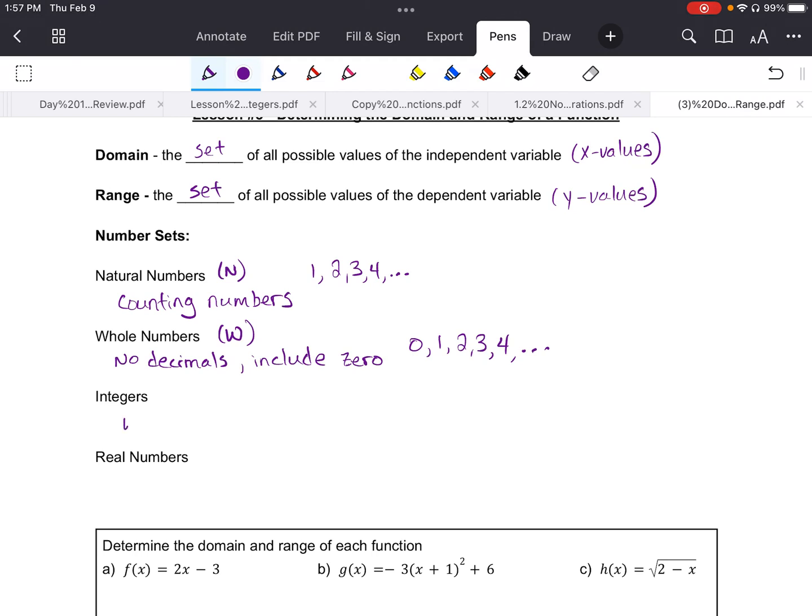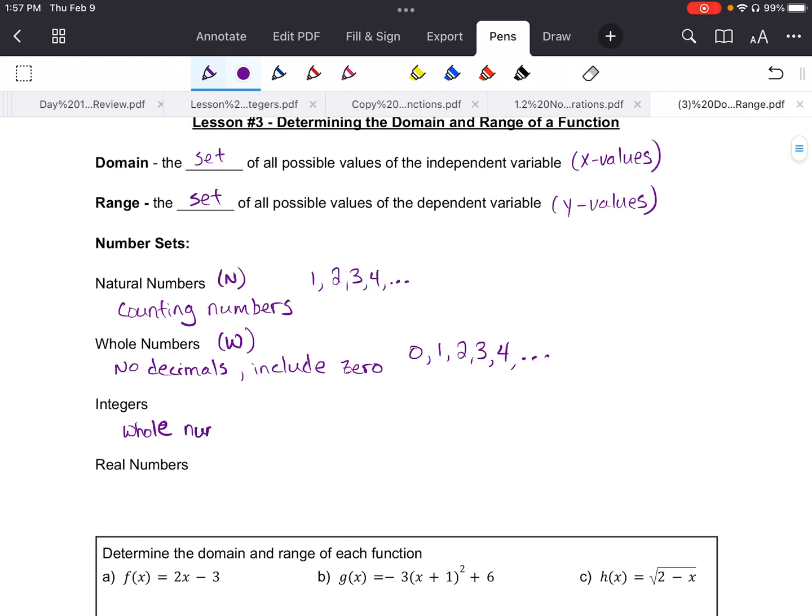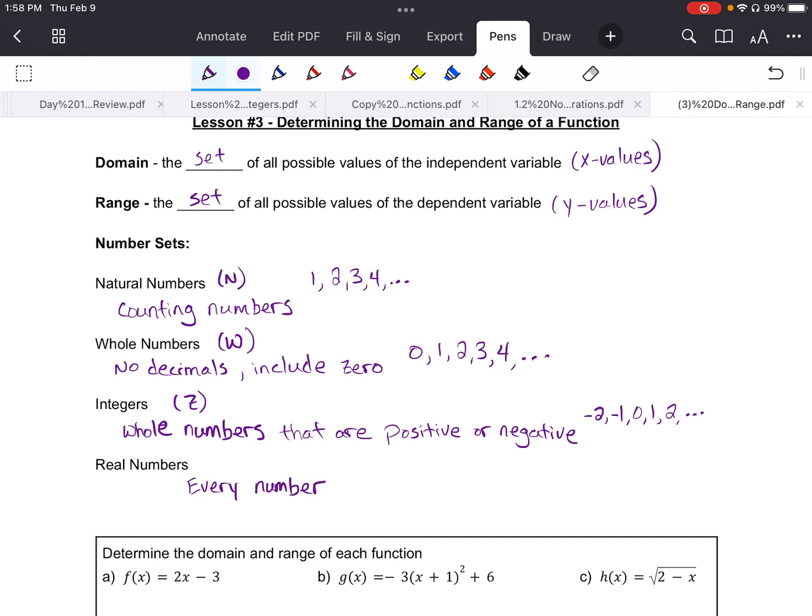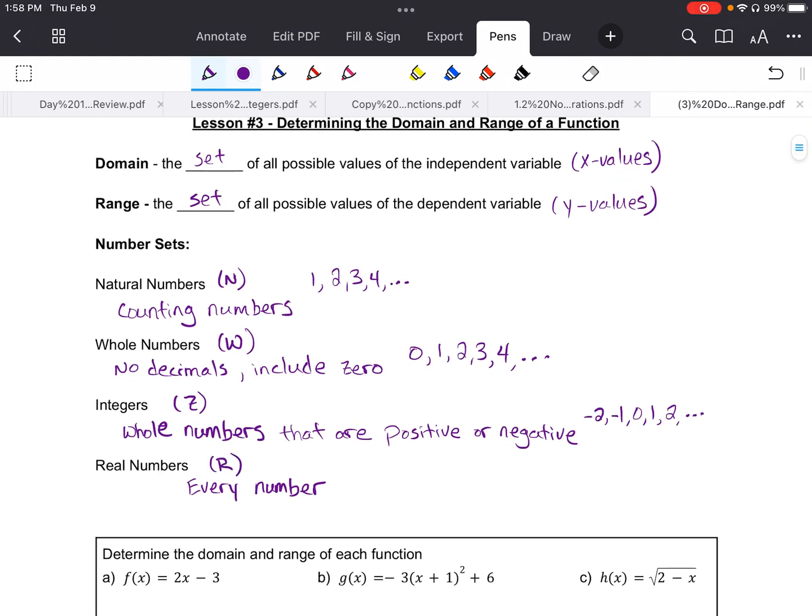Integers are whole numbers that are positive or negative. Okay, so it could be -2, -1, 0, 1, 2. And weirdly enough, they are represented by the letter Z, not I. And finally, real numbers are just every number. It can include decimals, it could be a fraction, it's everything. This is the one that we use in our domain and range, the R. Remember the X∈R, the Y∈R? We use real numbers.